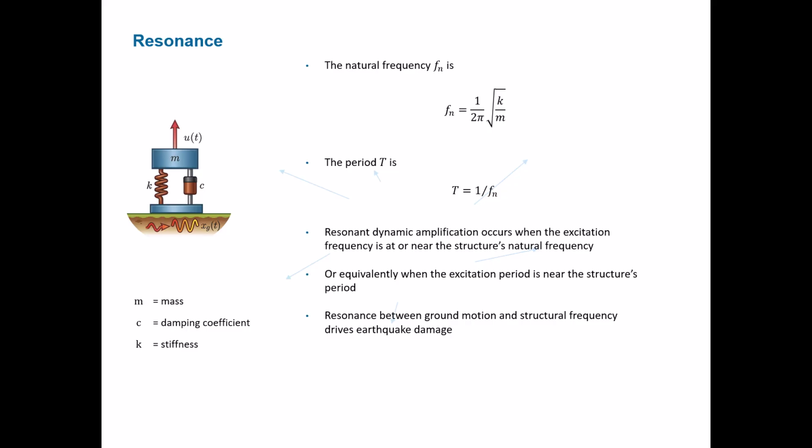Resonance between ground motion and structural frequency drives earthquake damage. Structures can be damaged by off-resonant excitation, but we're more particularly concerned about what's going to happen in the context of resonance, because that's where things can really get out of hand.